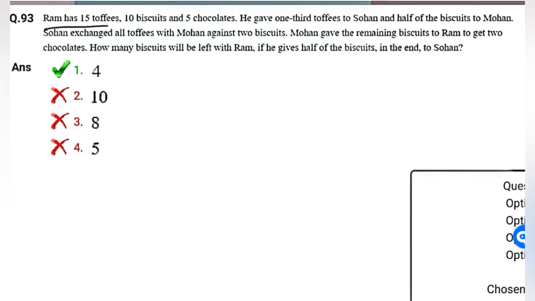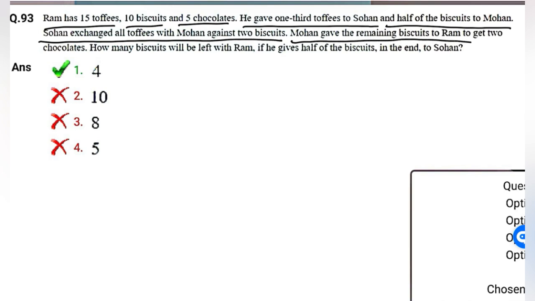Ram has 15 toffees, 10 biscuits and 5 chocolates. He gave 1/3 toffees to Sohan and half of the biscuits to Mohan. Sohan exchanged all toffees with Mohan against 2 biscuits. Mohan gave the remaining biscuits to Ram to get 2 chocolates. How many biscuits will be left with Ram if he gives half of the biscuits in the end to Sohan?